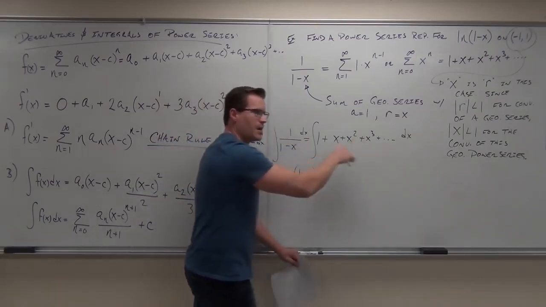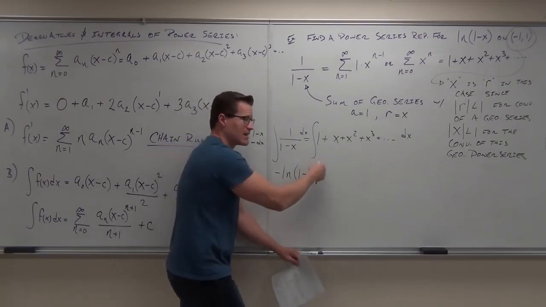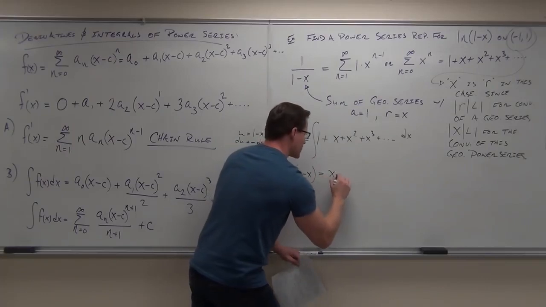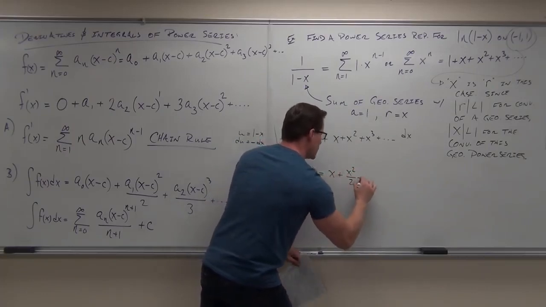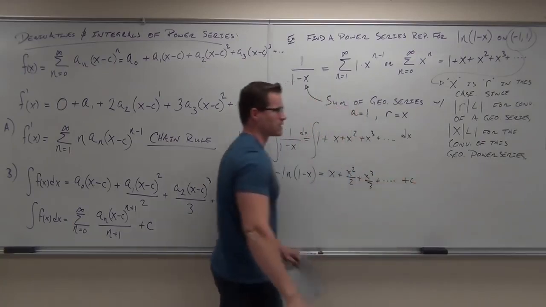Now, I'm not going to do a plus c on the other side. I'm not doing a plus c there because, very similar to our differential equation section, if I did a plus c, I could just subtract it and get a different constant. So I'm not going to worry about it. Here I'm going to get x plus x squared over 2 plus x to the third over 3 plus and so on, and then plus c at the very end.